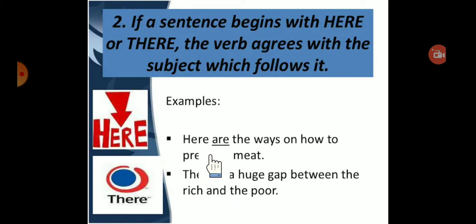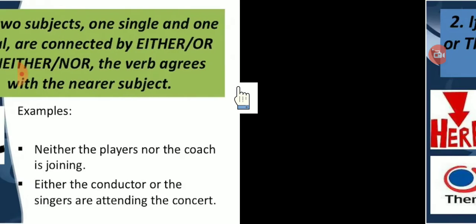So here the first words, here and there, play the role of the subject. When they come in the sentence, what happens? The verb should agree with the subject. Understood, students? Okay. Let's go to another rule.